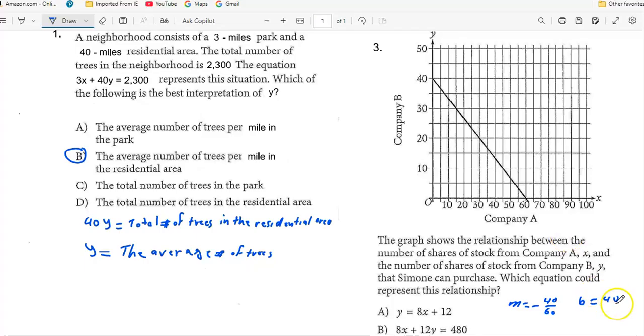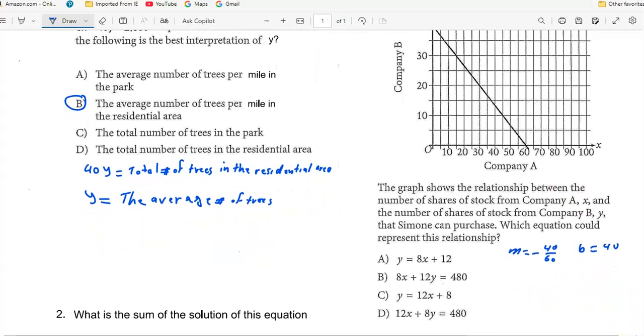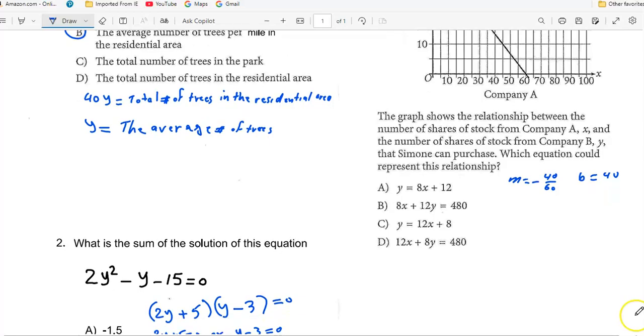So let's write the equation and simplify and see which one is the right choice. y equals mx plus b, negative 40 over 60 x plus 40, right? Because we said the y-intercept b is 40. We can simplify the fraction. Let's divide the top and bottom by 10 first, get 4 over 6, actually divide by 20. So we're going to get negative 2 over 3 x plus 40.